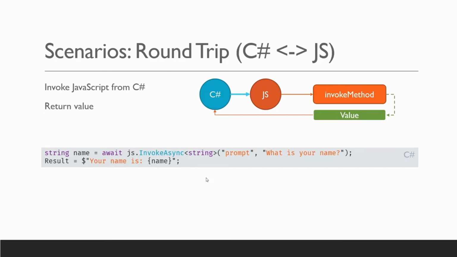And a prompt is a really good example of this. So in the first line of code here, we're setting up an expected string to come back. We call invoke async of string. We're going to call the prompt method on the JavaScript API. And then we're going to pass it, "What is your name?" The user will then type in some sort of value, and then the result will come back as a string inside of C#.